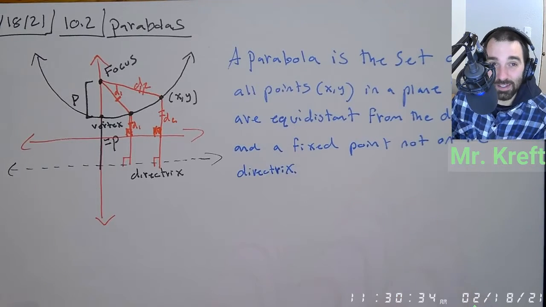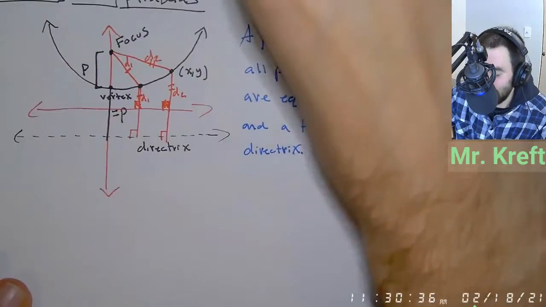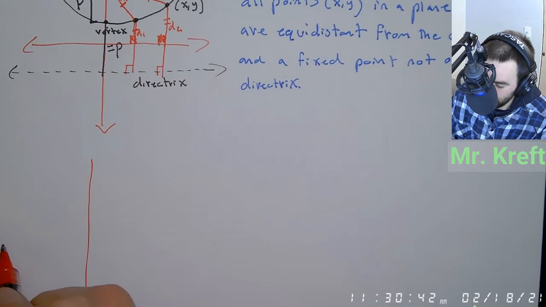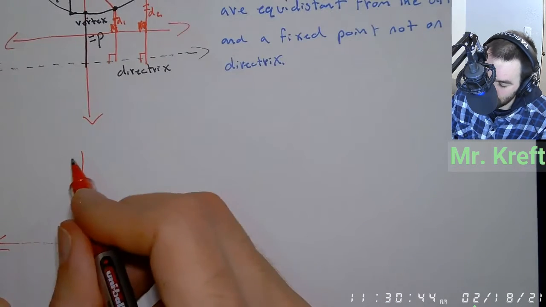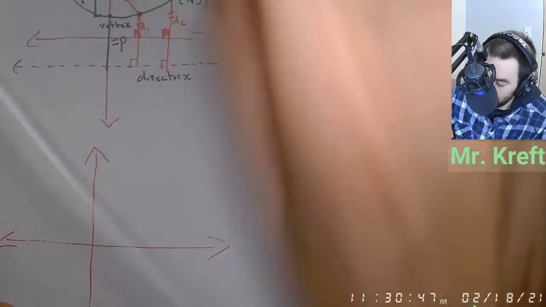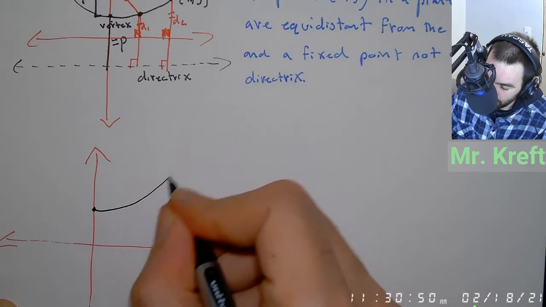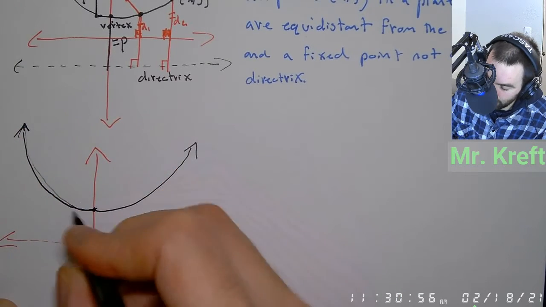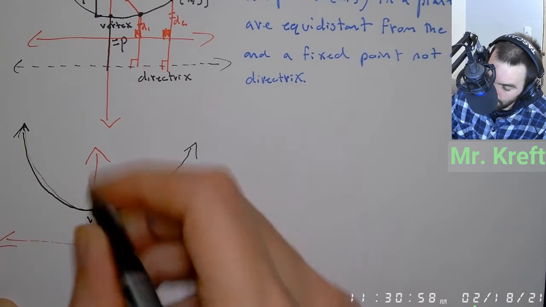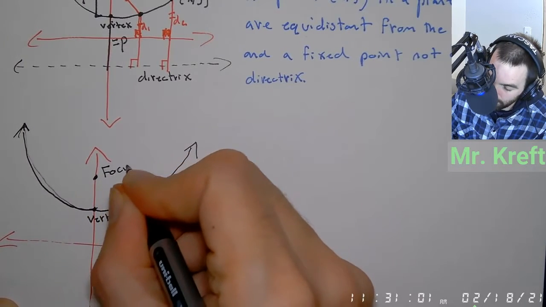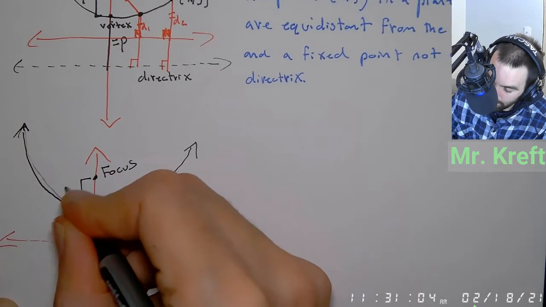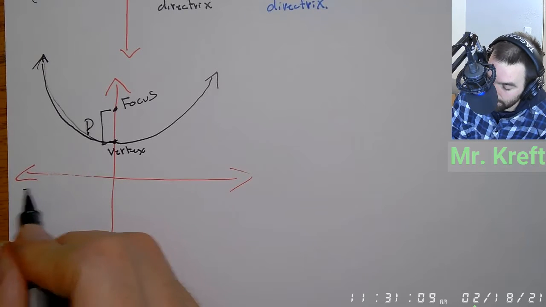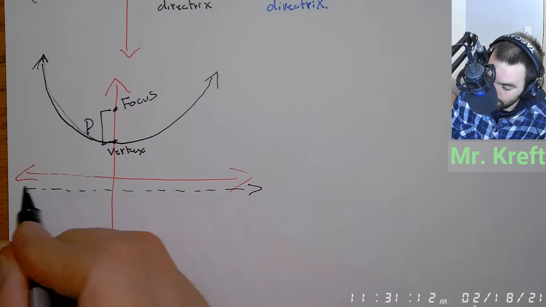Okay, now that's all really complicated, right? So I'm going to draw another one of these just below. I don't think the book does a really good job of this. Okay, and I'm going to draw, so here's my vertex. Okay, so this is my vertex. And then I have a focus, and that is P away. Okay. And then I'm going to have a directrix.